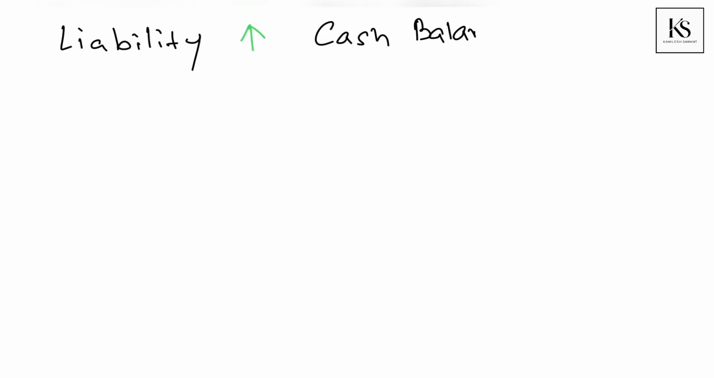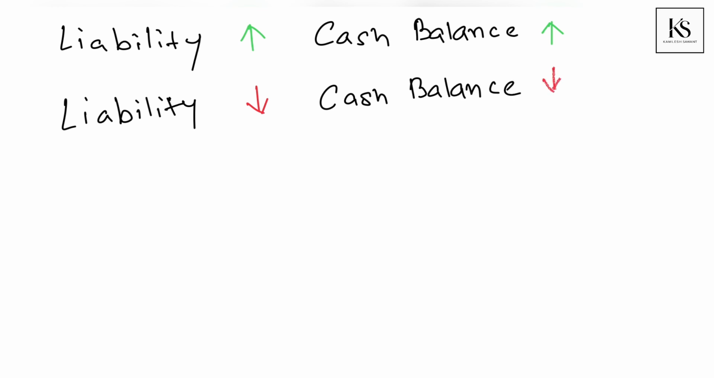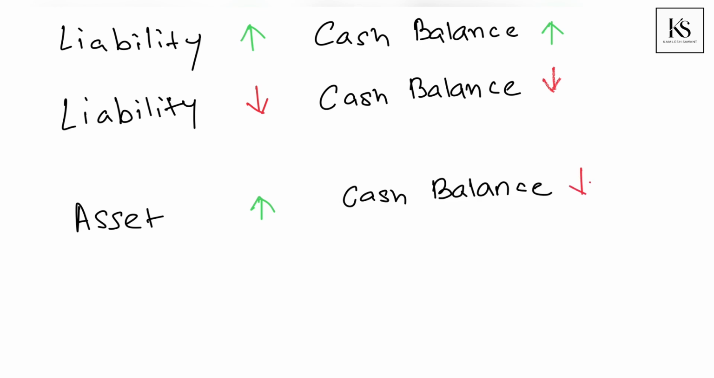If you look through the table and start correlating the cash balance and asset liability, you will observe that whenever the liabilities of the company increase, the cash balance also increases. This means if the liabilities decrease, the cash balance also decreases. Whenever the asset of the company increases, the cash balance decreases. This means if the asset decreases, the cash balance increases. The above conclusion is the key concept while constructing a cash flow statement.